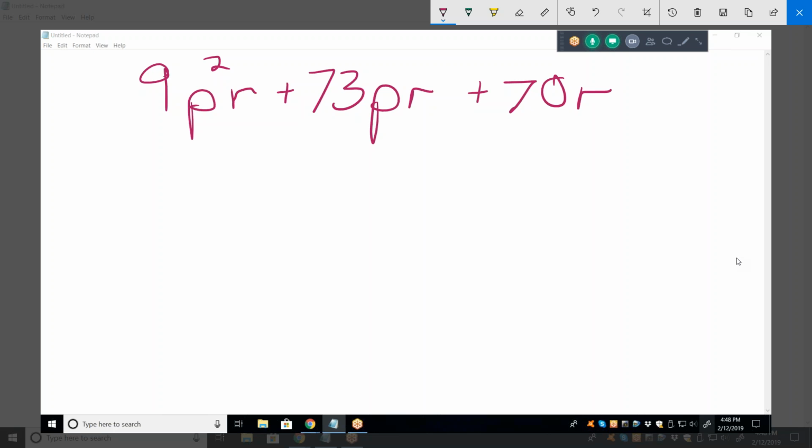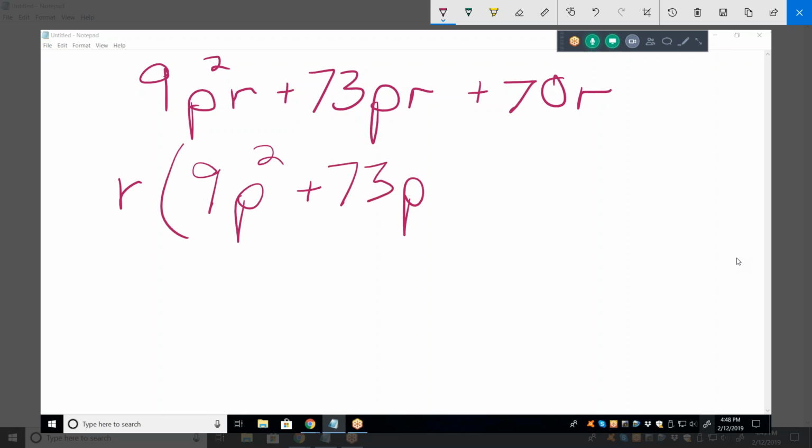Well, we got to look at this a little creatively. Always look for greatest common factors. Do we got any here? R. Exactly. And now we have a normal looking quadratic. It's harder, but it doesn't have two variables in it.